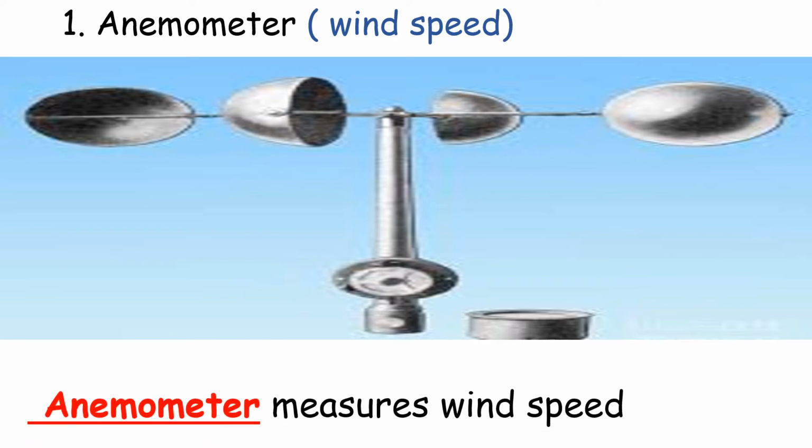This is the picture for anemometer. In which way do we use the anemometer? An anemometer measures wind speed. That's why I wrote it between two brackets, wind speed, because we use an anemometer to measure wind speed. Anemometer measures wind speed.